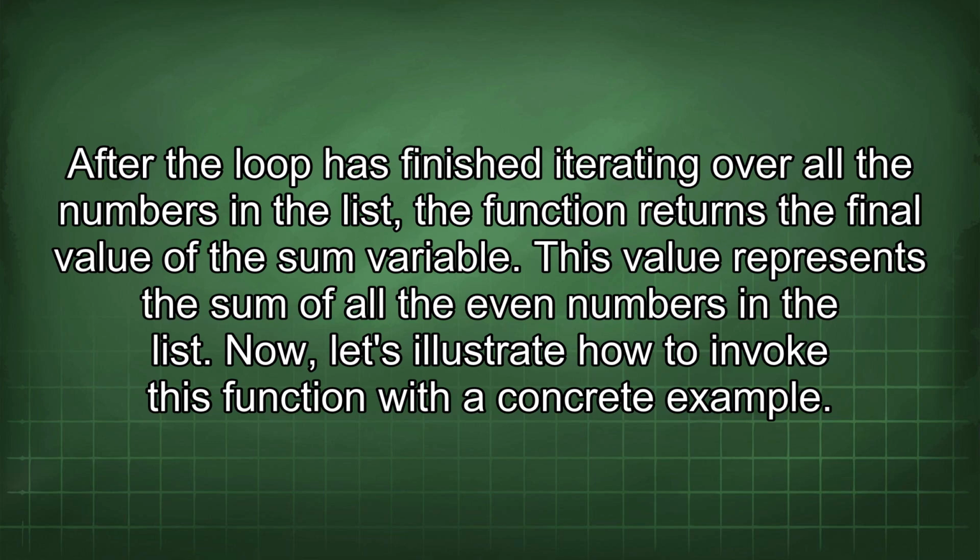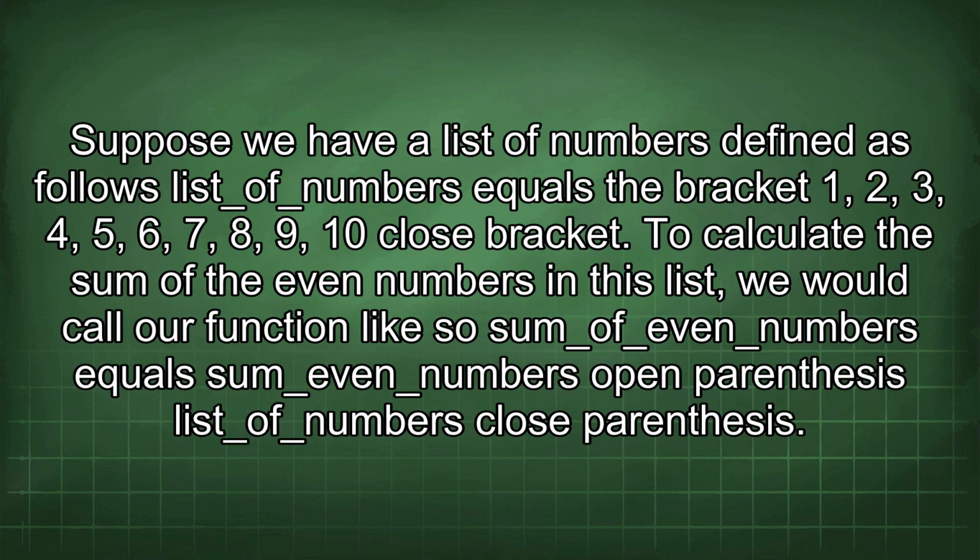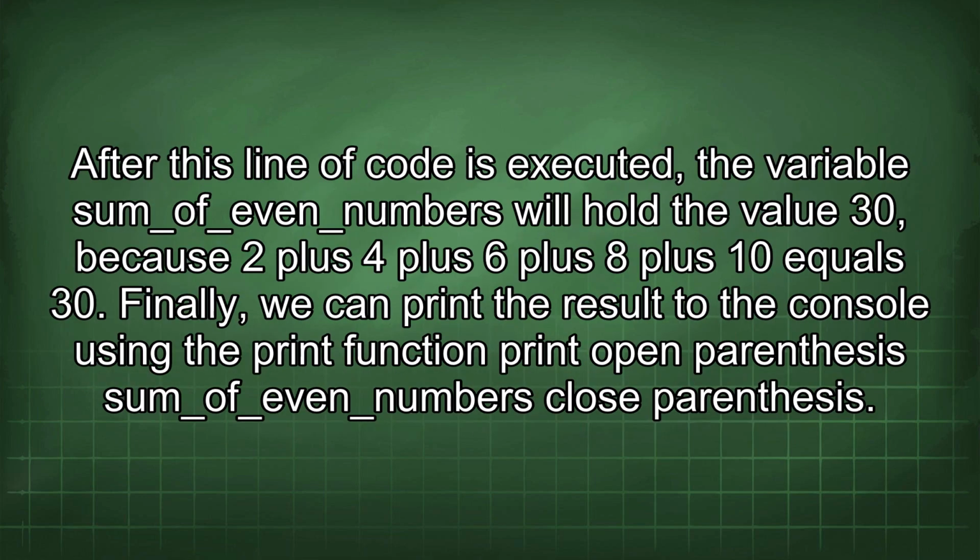Now let's illustrate how to invoke this function with a concrete example. Suppose we have a list of numbers defined as follows: list_of_numbers = [1, 2, 3, 4, 5, 6, 7, 8, 9, 10]. To calculate the sum of the even numbers in this list, we would call our function like so: sum_of_even_numbers = SumEvenNumbers(list_of_numbers). After this line of code is executed, the variable sum_of_even_numbers will hold the value 30 because 2 + 4 + 6 + 8 + 10 equals 30.